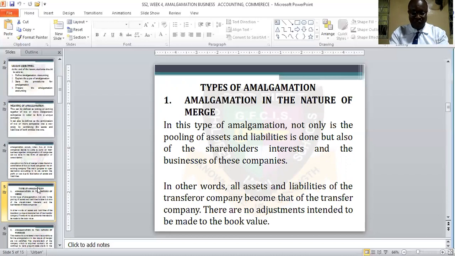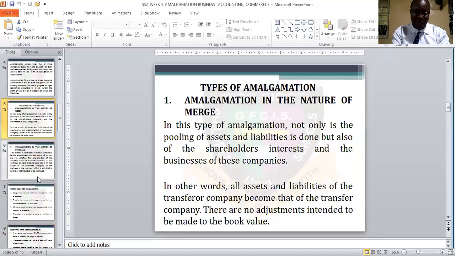In other words, all assets and liabilities of the transferor company become those of the transferee company. So the company that wants to transfer its assets transfers them to the transferee company, and they become the assets of the company that wants to absorb it. There is no adjustment intended to be made to the book value. It simply means there won't be any adjustment to be made in this type of amalgamation.